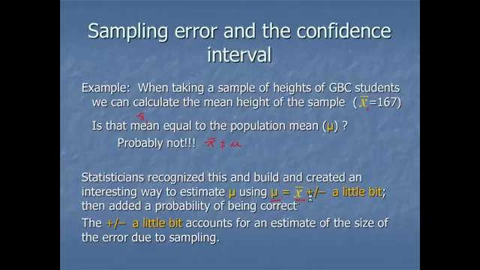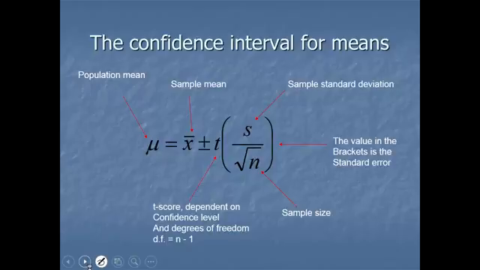Statisticians recognized this and created an interesting way to estimate mu with the following. Mu equals X bar, the sample mean that you got, plus or minus a little bit. Put that in quotations. So we're going to add and take off a little bit. So we have a range of values above and below the sample mean where the population mean might be. And then we add a probability of being correct. This plus or minus a little bit accounts for an estimate of the size of the error due to sampling. That's what it's related to.